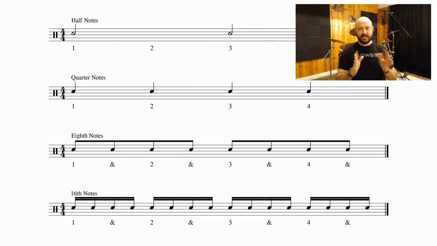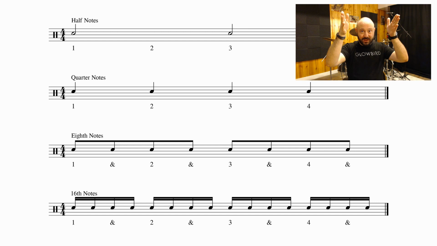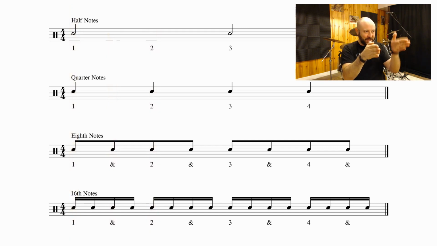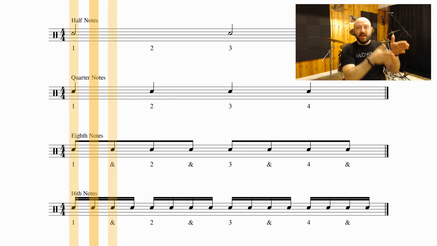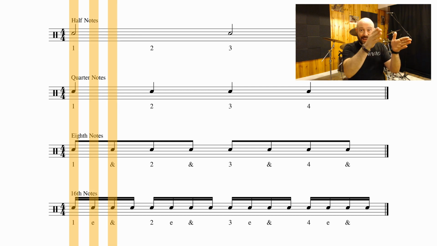Now, the 16th note, because it's a split of the eighth note, means that we're actually now inserting another note in between the eighth notes. The same way we inserted the eighth note between quarter notes, 1 and 2. Now we're taking 1 and we're putting another syllable in between. The first syllable we add, we call "e." So 1 e and.